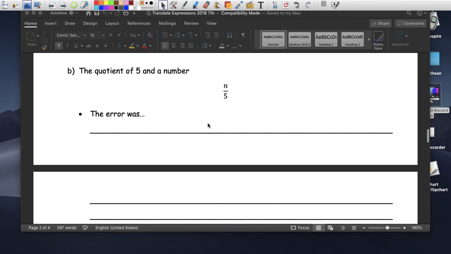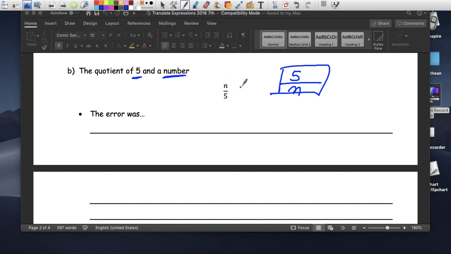Quotient of 5 and a number. So the quotient is division, right? So here's my division. But the order matters here. It's a quotient of 5 and a number. This is the correct answer. So the person here reversed the order, right? That says the quotient of a number and 5, n and 5. I'm sorry. Okay, so the order is extremely important.